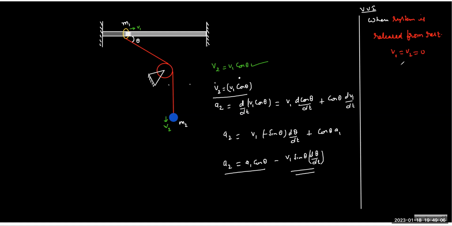So if you release from rest, what will happen? I am releasing at an instant when none of them were moving. So can we write V1, V2 equals 0? Tell me yes or no. Yes, sir. And therefore, at that particular instant, what will be the acceleration relation? A1 equals A2 equals 0. A2 equals A1 cos theta, right? Yes, sir. Isn't it?